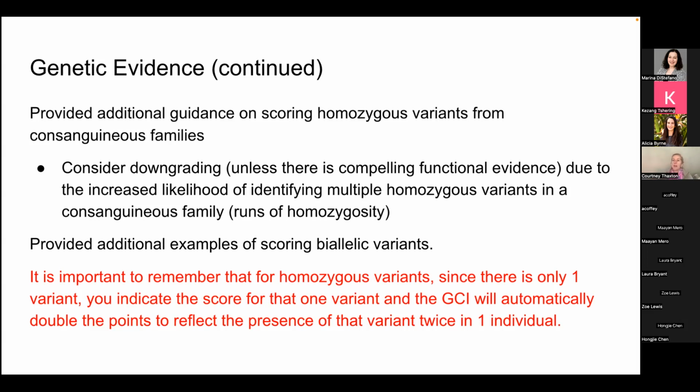Also, we wanted to remind you that it's important to remember for homozygous variants, since there's only one variant, even if it's present on both alleles, you only indicate the score for the one variant. You do not need to add the variant again. The GCI will automatically double the points to reflect the presence of it being in a biallelic or homozygous case. So just wanting to clarify that for everyone.